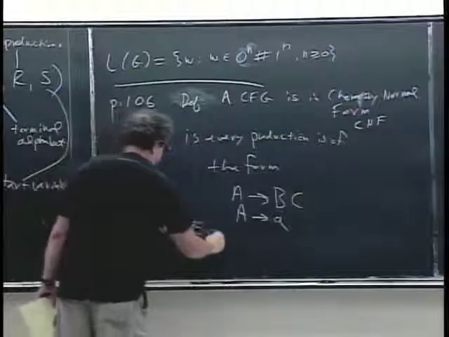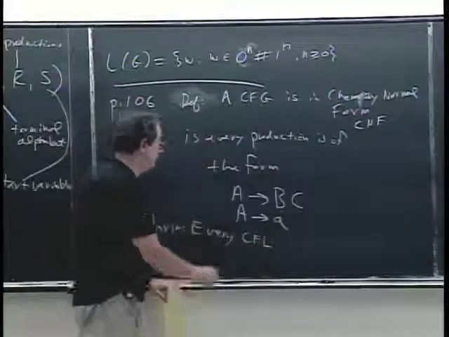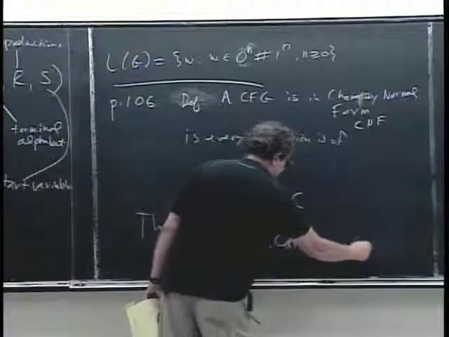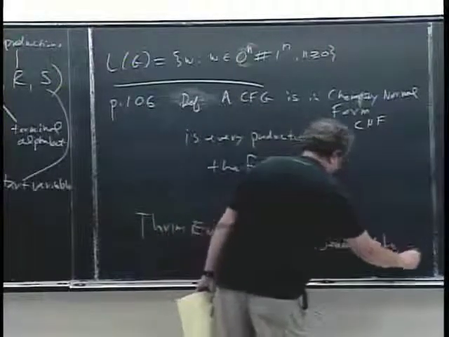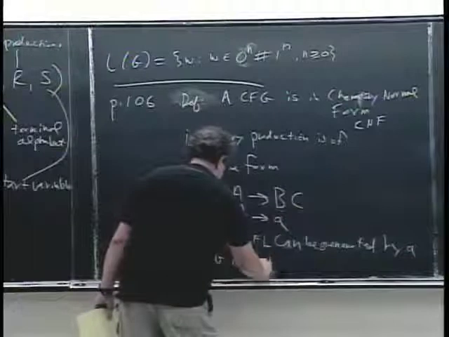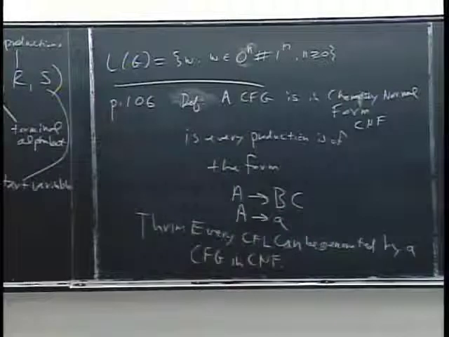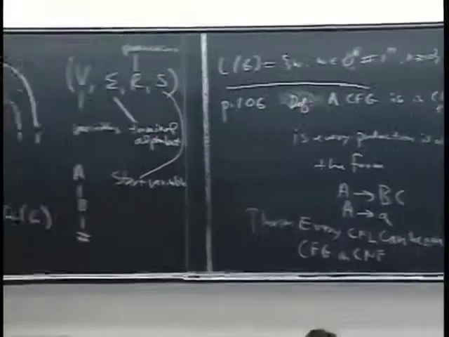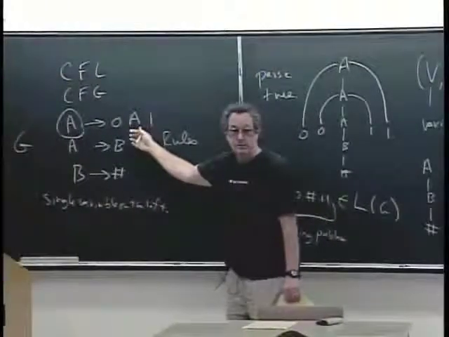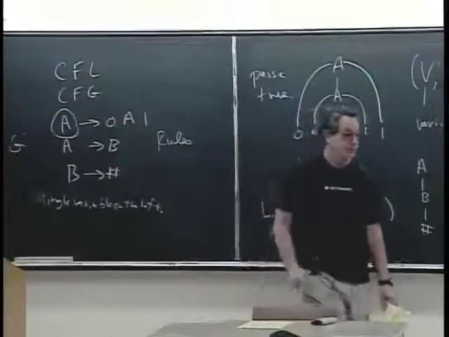And the theorem is that every context-free language can be generated by a context-free grammar in Chomsky normal form. So this one over here is not in Chomsky normal form, but the theorem says there is a context-free grammar that's in Chomsky normal form that would generate the same language that that one does.